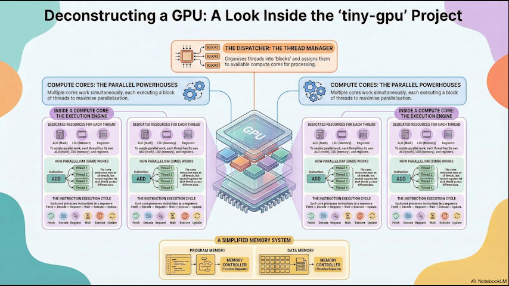You have %blockIdx, which tells the thread which block it's in. You have %blockDim, which is the size of the block. And the most important one, %threadIdx. It tells thread number 3 that it is, in fact, thread number 3. Without those 3 registers, every thread would be identical.